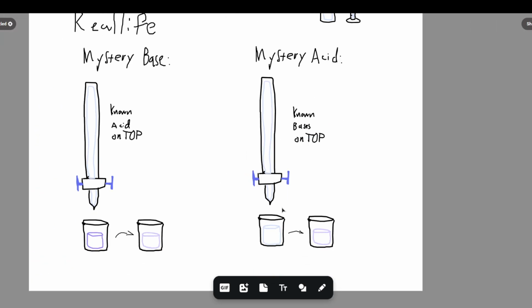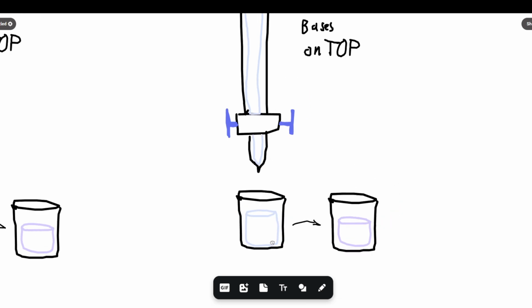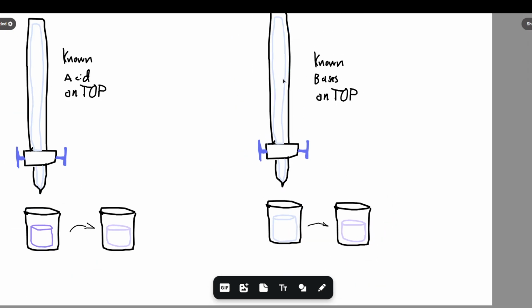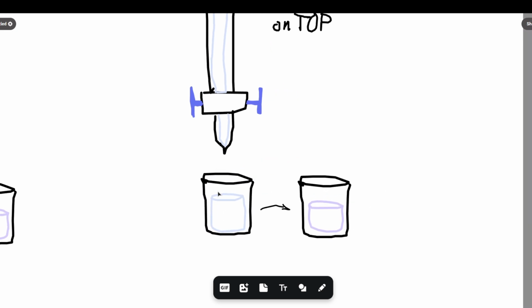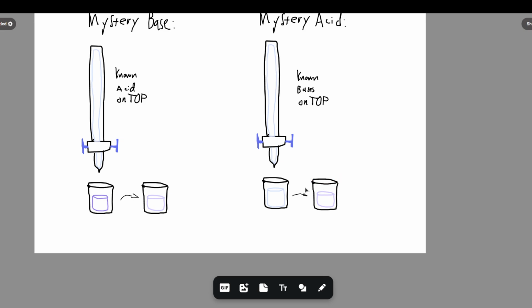If you're looking for the molarity of a mystery acid, it's kind of the opposite. The known base, your 0.1 NaOH, will be at the top, and the acid that you don't know the concentration of will be at the bottom. You put 2 drops in, and as soon as you see a hint of color that still persists after you've shaken it, then you've got the correct solution.